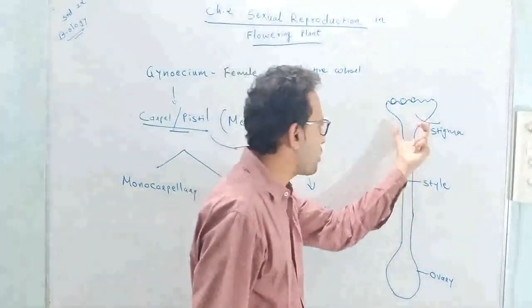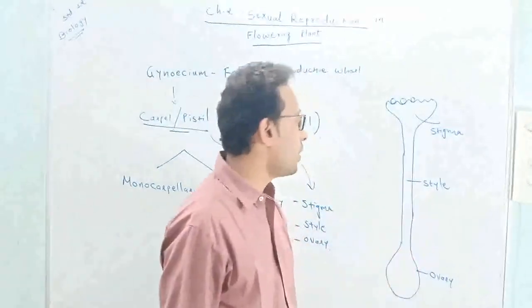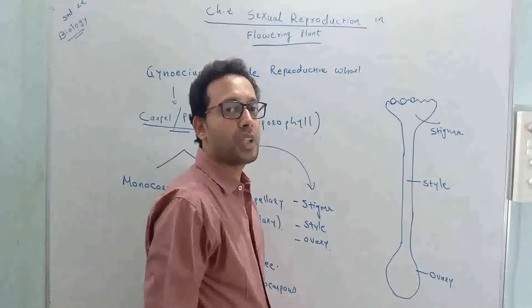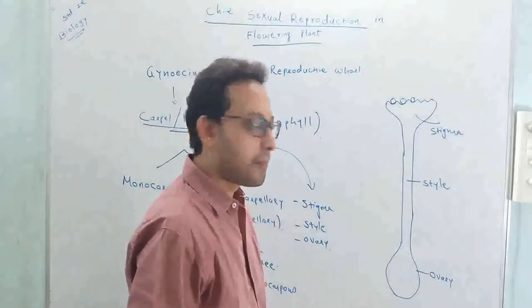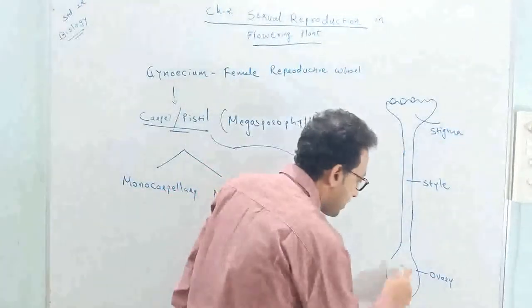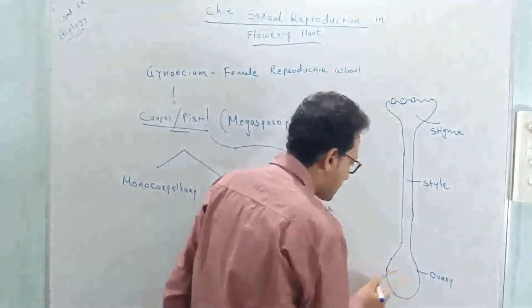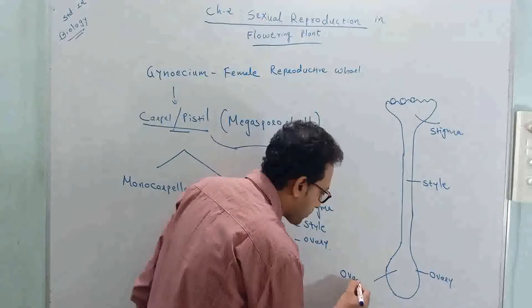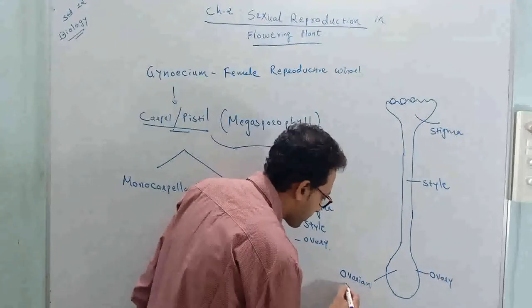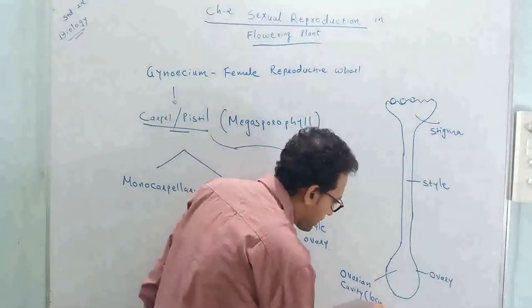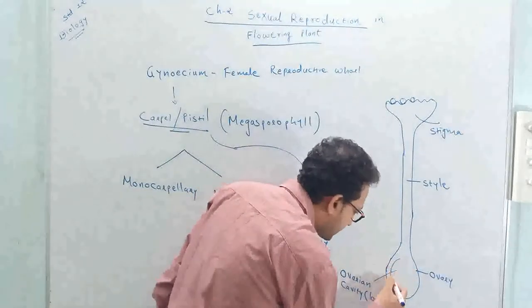Next, the tube-like structure which is attached to it is called the style. And the lower, bulged portion is called the ovary. Now within an ovary, there is a cavity. This is called the ovarian cavity, or it can also be called a locule. Let's say this is a cavity.